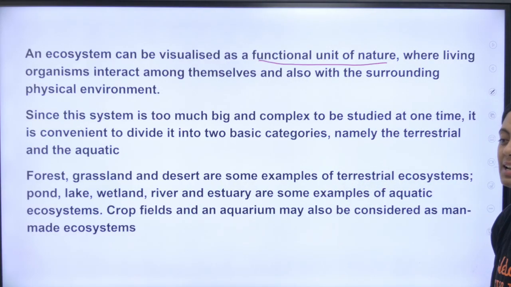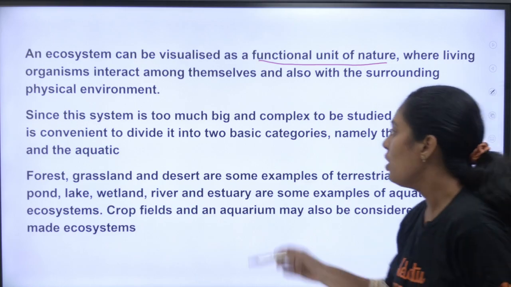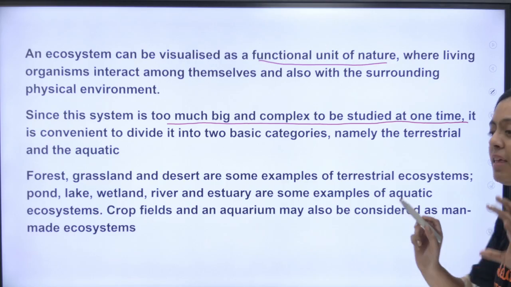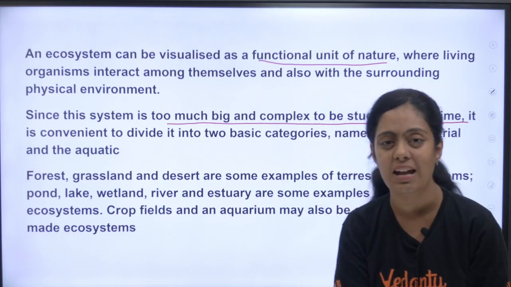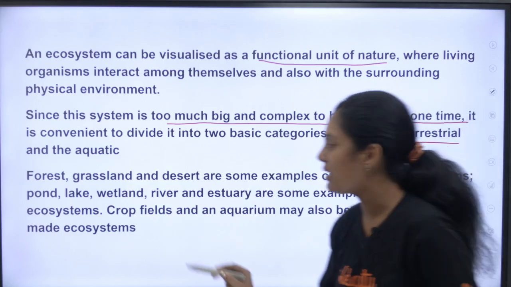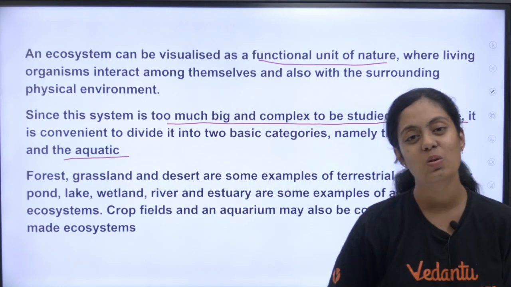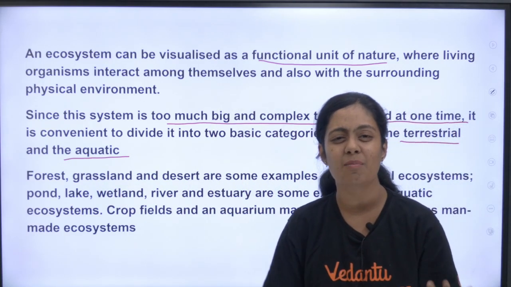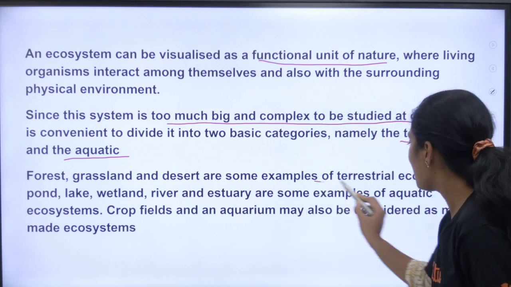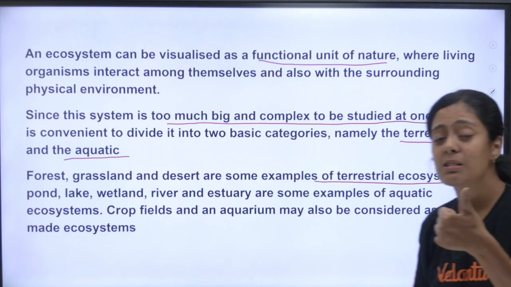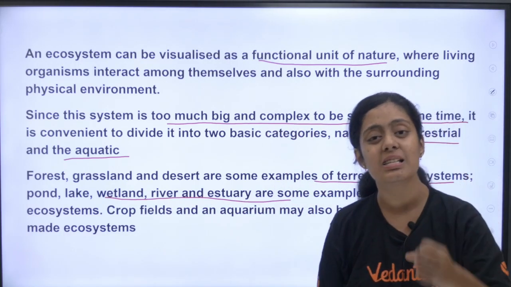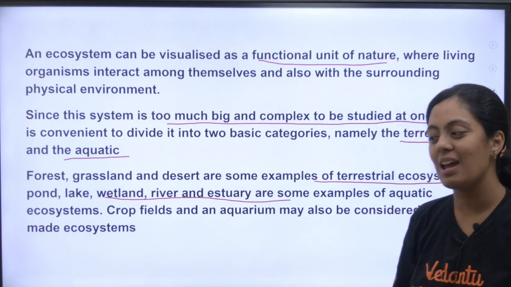So that is why we call it an ecosystem. This system is too big and complex to be studied at one time. We basically divide it into 2 categories. There are 2 kinds of ecosystem. One is your terrestrial ecosystem, another one is your aquatic ecosystem. Ma'am, what is terrestrial? Forests, grassland, desert, they are all some examples for terrestrial ecosystem. Whereas pond, lake, wetland, river, estuary, ocean, seas, they are all examples for aquatic ecosystem.